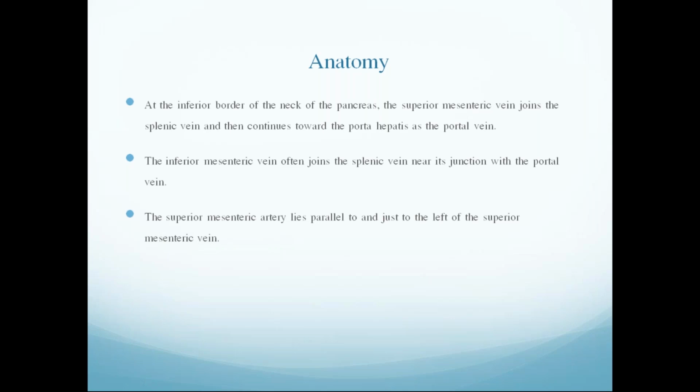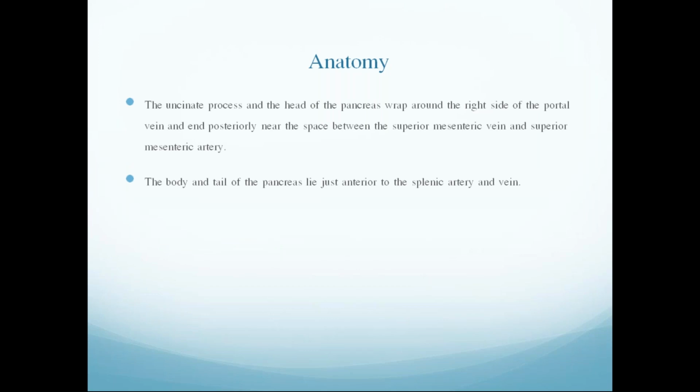The neck of the pancreas has an inferior border and a superior border. At the inferior border, the superior mesenteric vein joins the splenic vein. The inferior mesenteric vein joins the splenic vein near the junction of the portal vein. So the superior and the inferior mesenteric veins are both present near the neck of the pancreas. Okay. The superior mesenteric artery lies parallel to it and just to the left of the superior mesenteric vein.